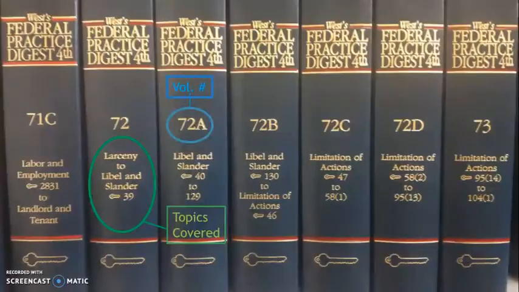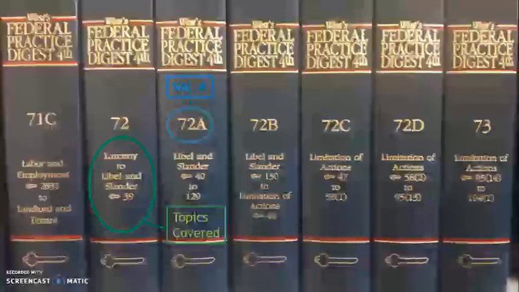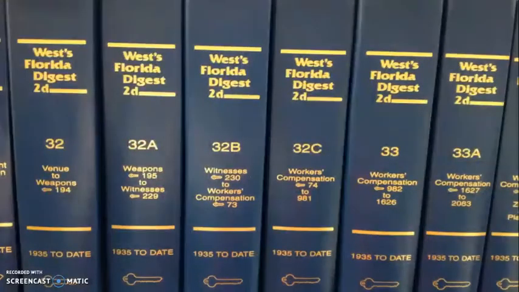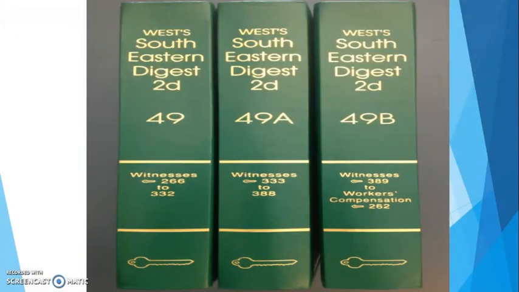Now here is what the Federal Digest looks like. You should notice that the spine gives you the volume number and the topics covered in that particular book. And here's a picture of West's Florida Digest, which is an example of a state digest. As with the Federal Digest, the volume, number, and topics are listed on the spine of each book. And here's a picture of a regional digest. This is the Southeastern Digest. And again, the spine of each book lists the topics and key numbers appearing in each volume.